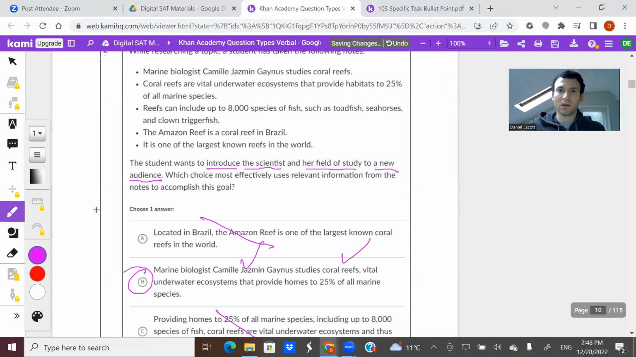Here are the bullet points. She studies coral reefs, tells us about coral reefs, more about coral reefs, a specific type of coral reef, and then more about that coral reef. Again, these bullet points are only going to serve to dilute your thinking. They're going to keep you from focusing on what you actually need to do on these questions. So don't look at the bullet points until the end, and I think you'll be able to do really well on these. Anyway, good luck.